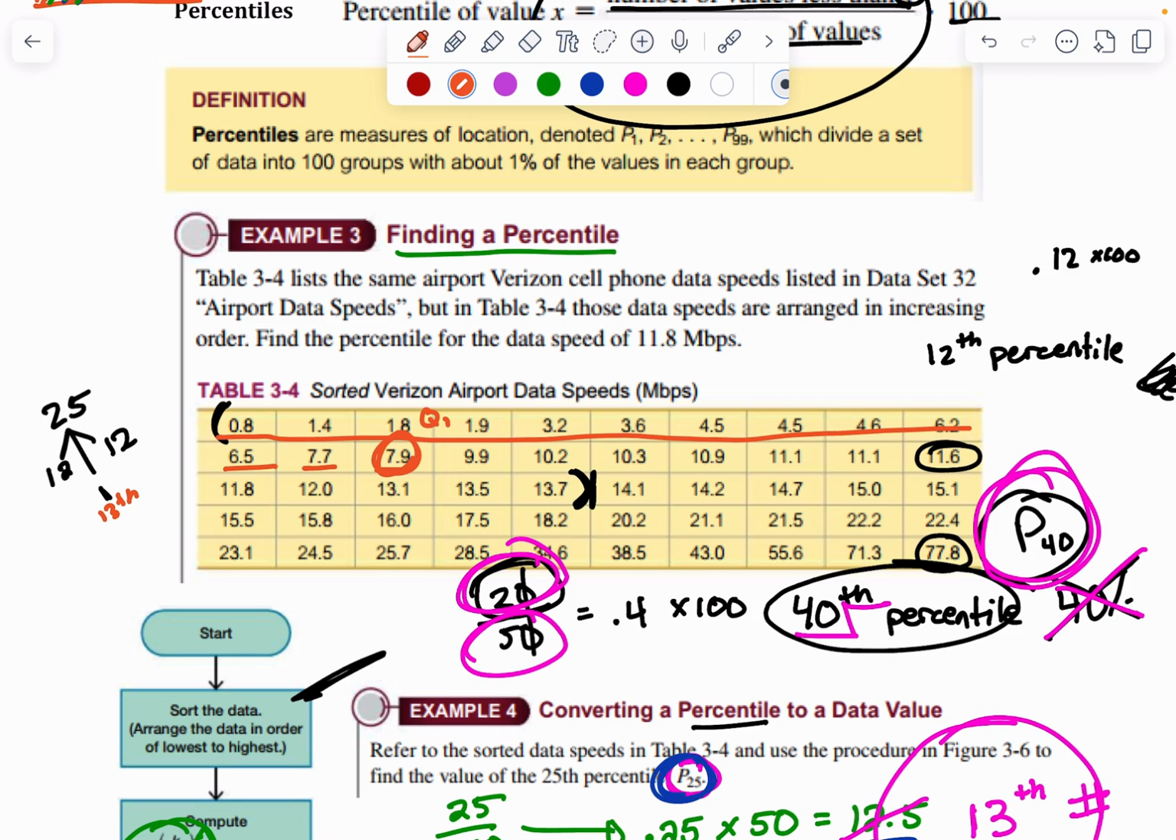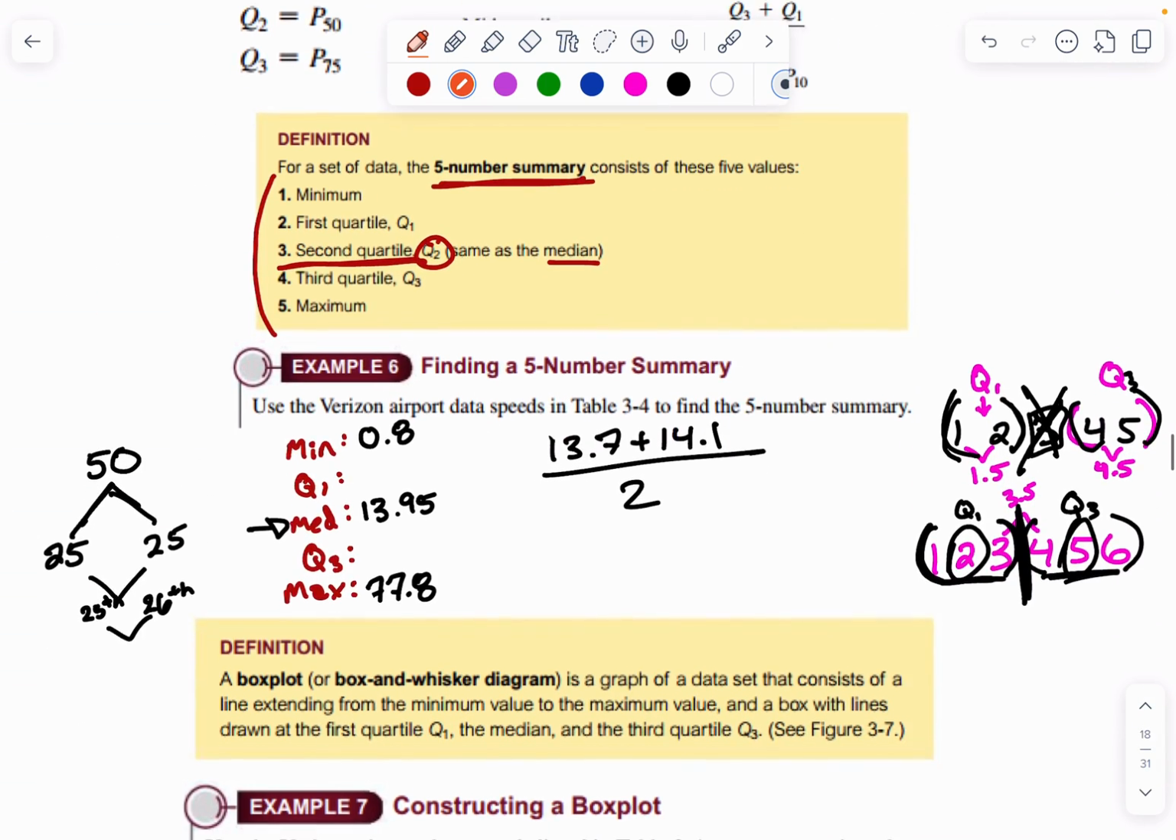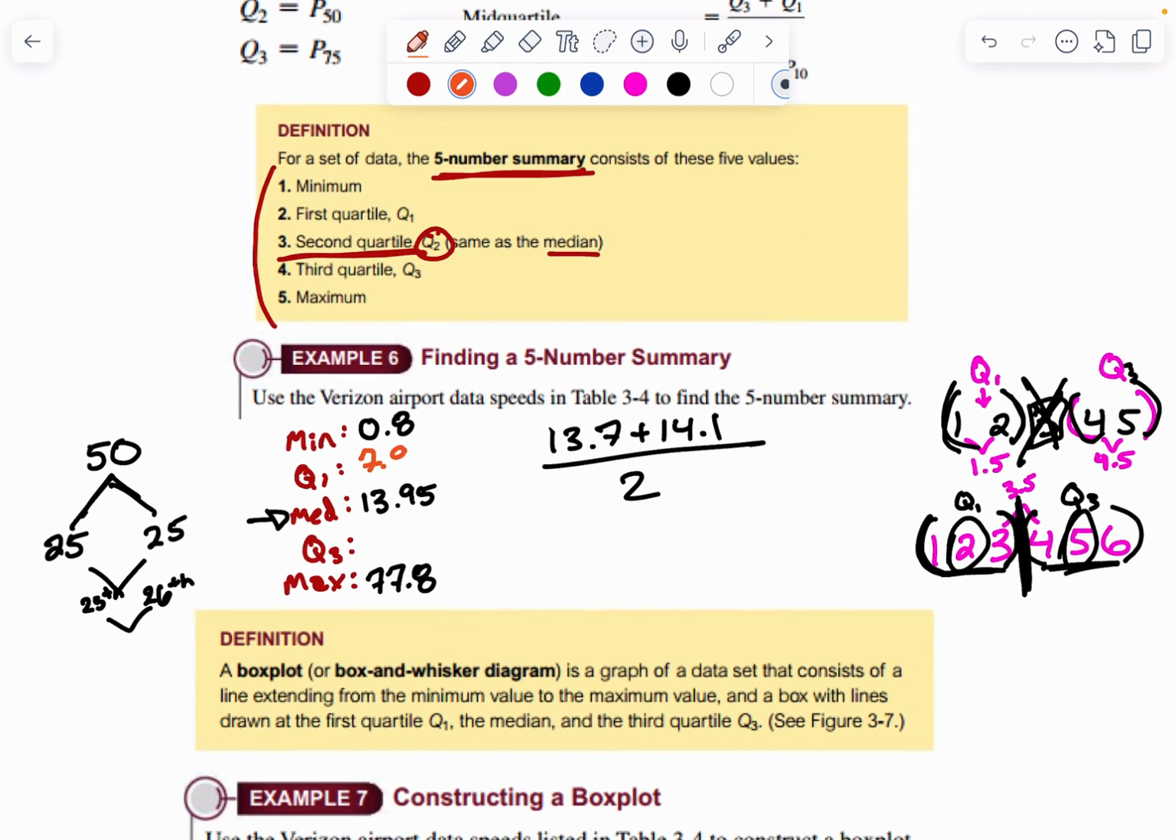Then I'm going to do the same thing, and I'm going to go 13 numbers, but from the back. 1, 2, 3, 21.5. That is my Q3. Okay, it's 13 numbers from the back, or 13 numbers this direction, right? So Q1 was 7.9, Q3 was 21.5. That's my Q1 and Q3.